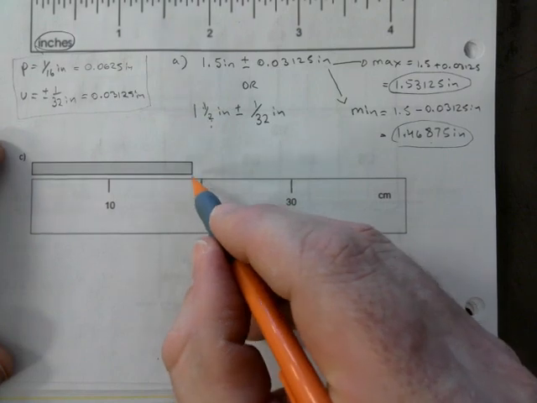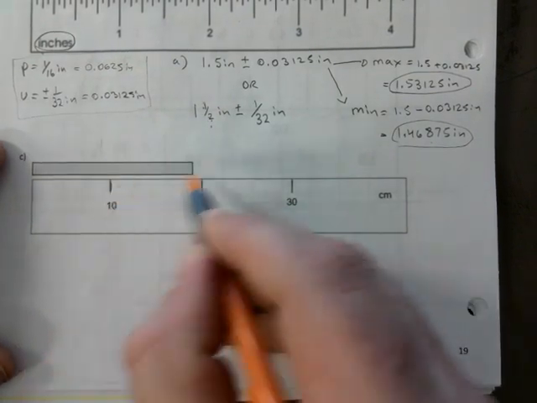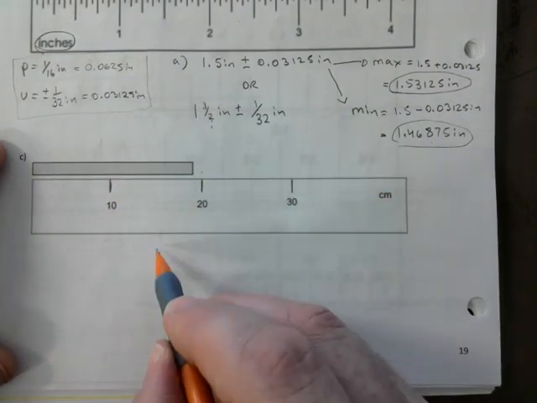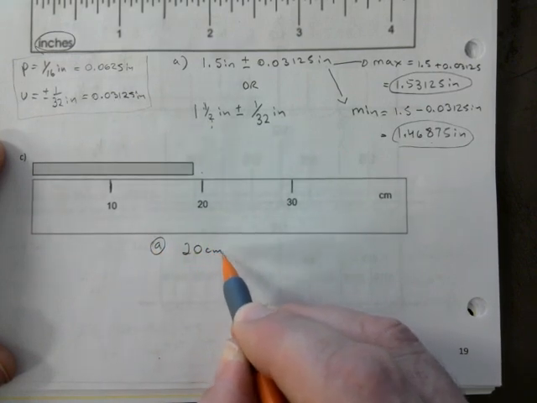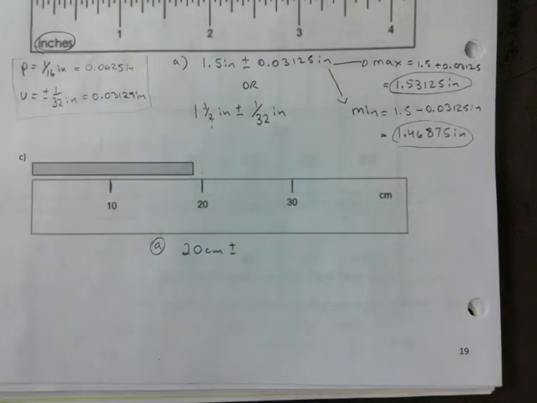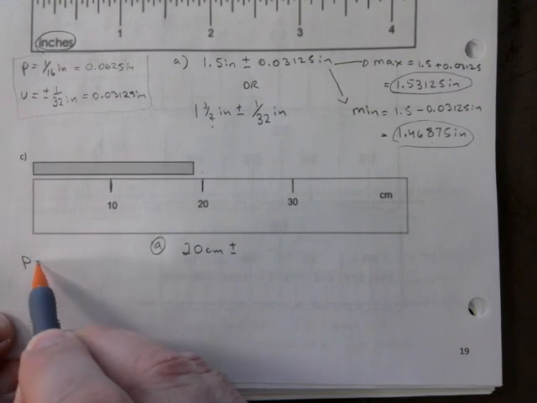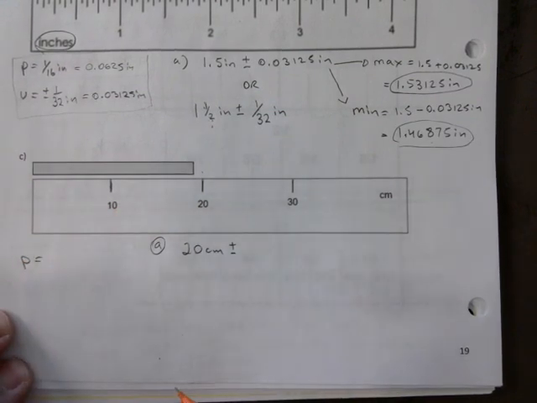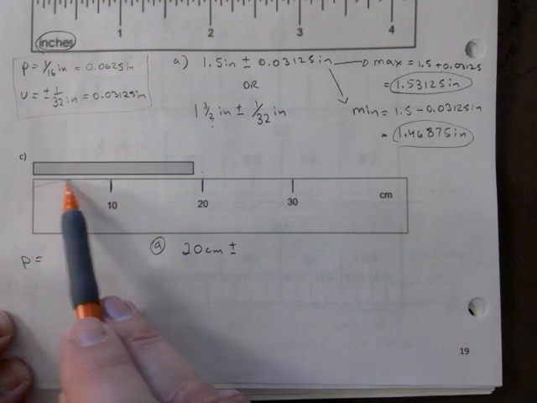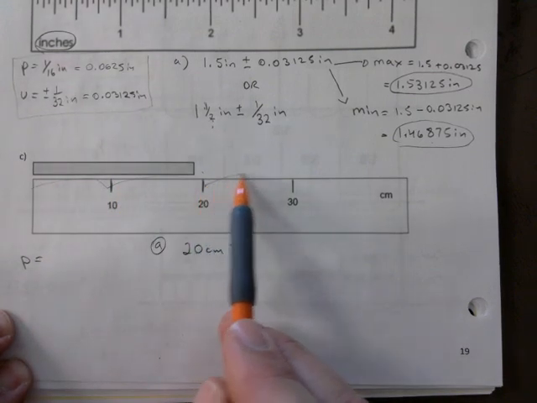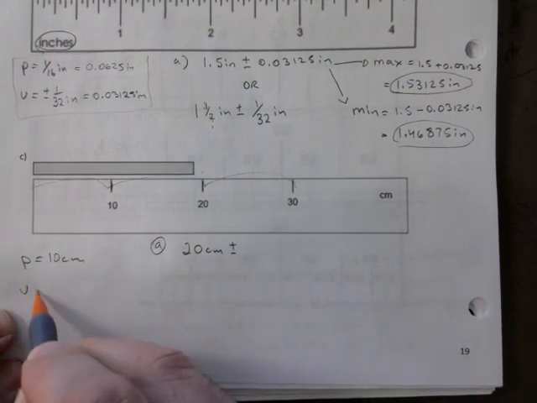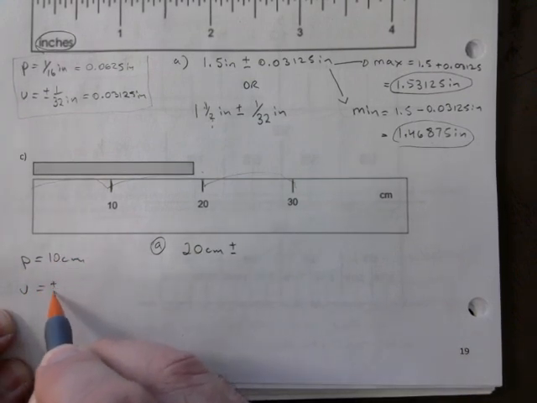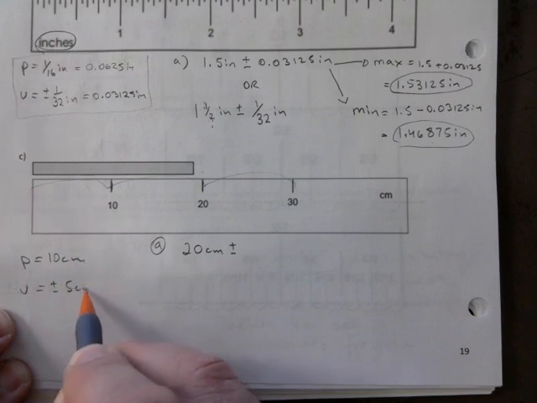Okay, this one, which one is this closer to? 20 or 10? Obviously 20, right? So the measurement for A is 20 centimeters, plus or minus some sort of uncertainty. You have to go by the ruler. What's the precision of this ruler? How much am I going up by? 10, 10, 10, 10. It's 10 centimeters. And therefore, the uncertainty is half of 10, which is plus or minus 5 centimeters.